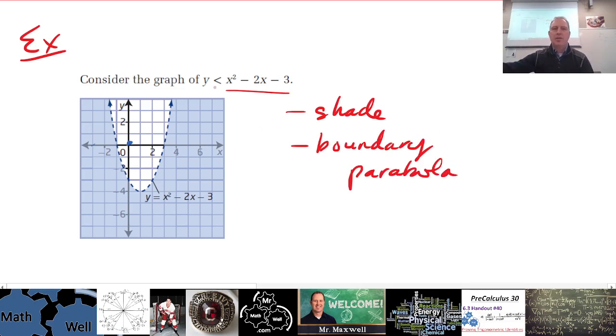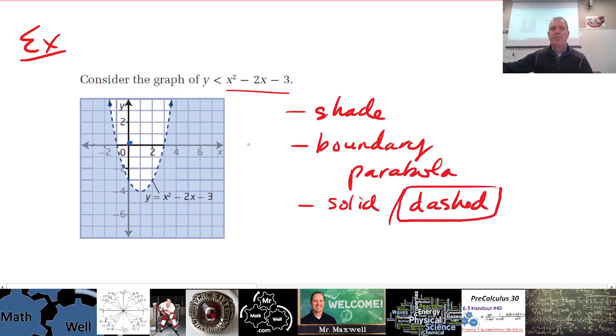I do have to consider whether this boundary parabola is solid or dashed. So solid or dashed boundary. And of course, in this case, there's no or equal to, so I know that it's dashed, right? And that's what's happening here. And then finally, I would just pick a test point, and 0, 0, remember, is really the easiest test point to pick. So just use a test point, and then shade the appropriate region.